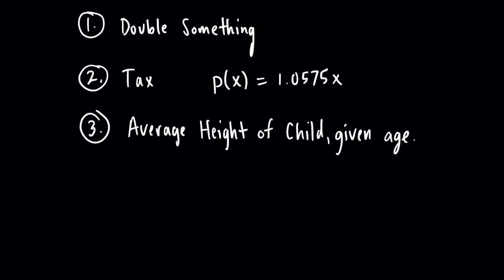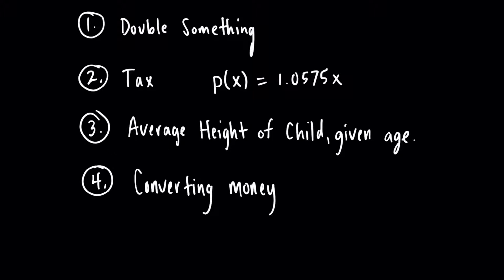What are some other places you might see functions? Number 4, converting money. If you have ever traveled outside the US, you'll know that they use different forms of currency. They don't use US dollars. If you go to Europe, you may have to get euros. And right now, 1 euro is approximately 1.17 US dollars, which I'm just going to mark USD instead of putting the dollar sign.